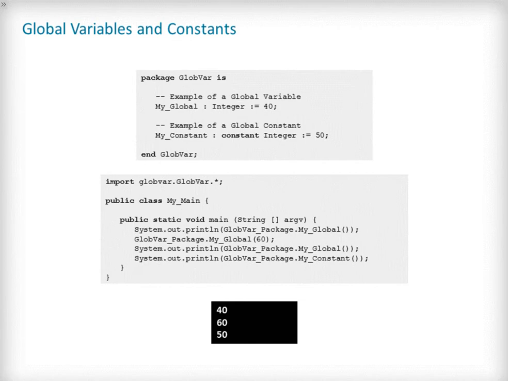First, we have an initialized package level variable called myGlobal, for which two operations are generated in the globvar_package Java package. These can be used to read and write myGlobal. Similarly, there is a single operation for myConstant that only permits the value to be read as it was declared constant in the Ada code. This Java main program, when compiled and executed, we will see the output of the values 40, 60 and 50 respectively.